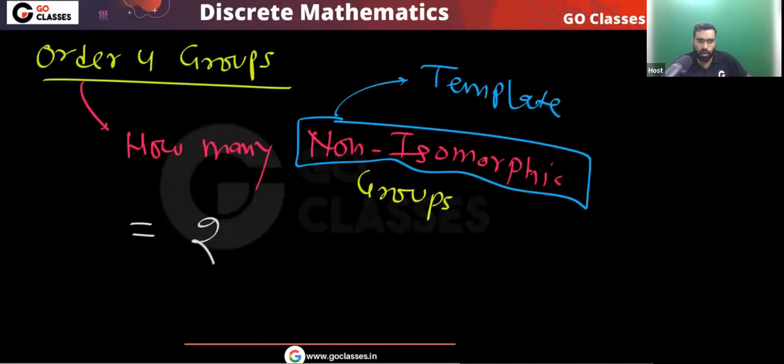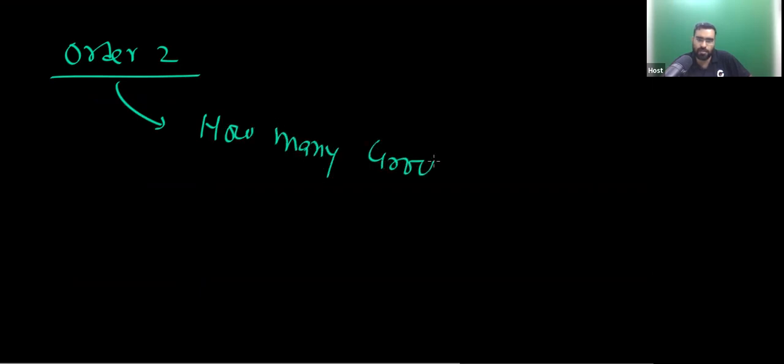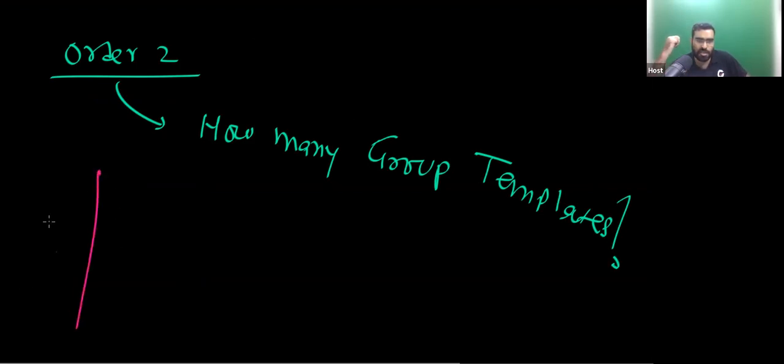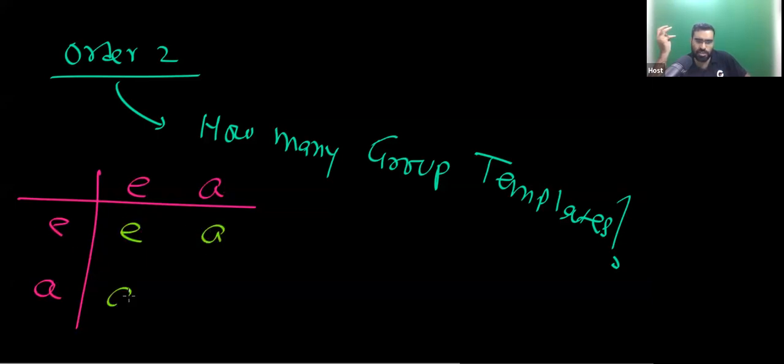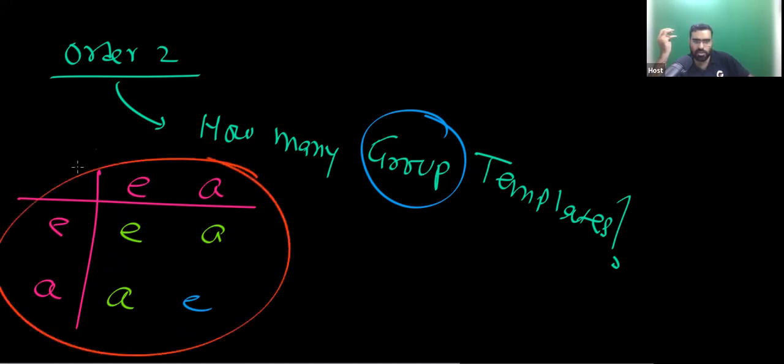Now you tell me, for order 2, how many groups are there? How many group templates? Only one template. Because if you have order 2, then you have only one template. The template will be like this: there is the identity element E, there is A. Because E is the identity element, this will happen. And because this is a group, automatically this will be E. This is the only template possible.